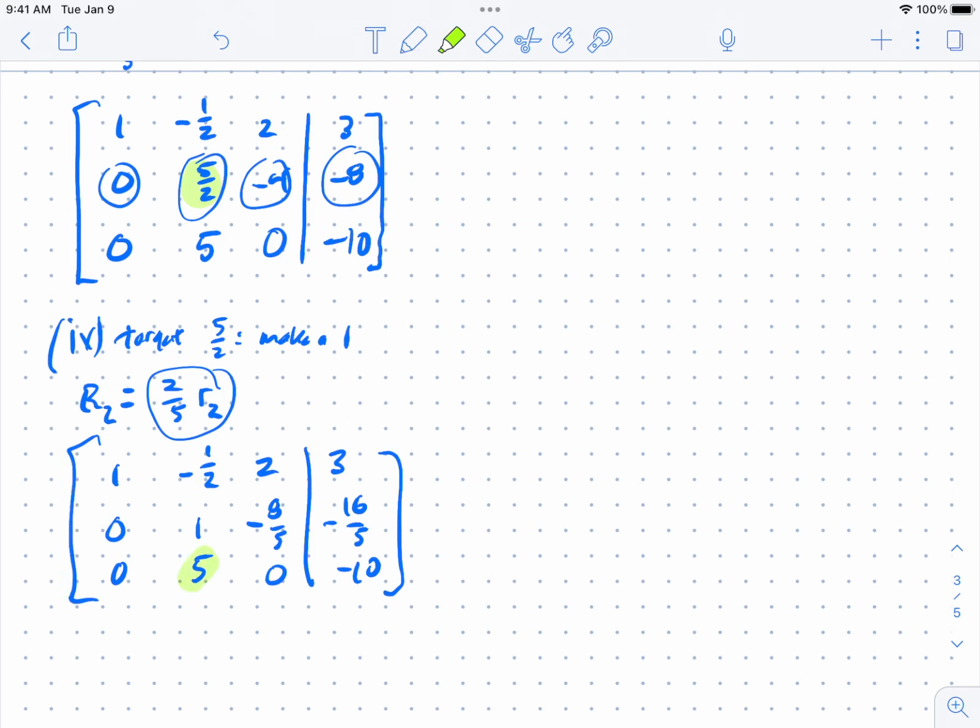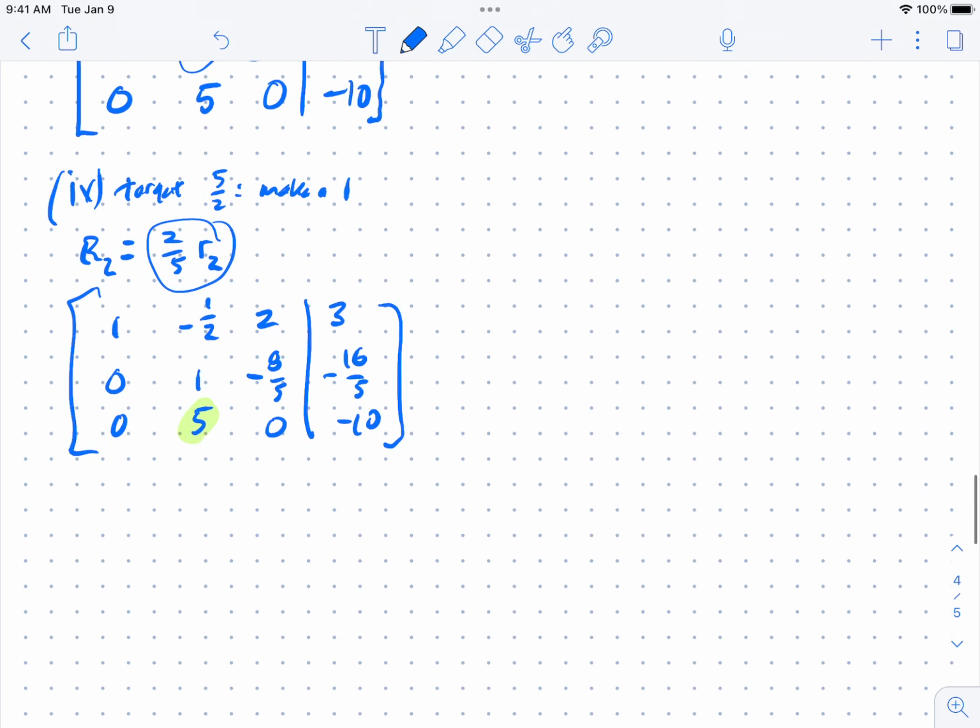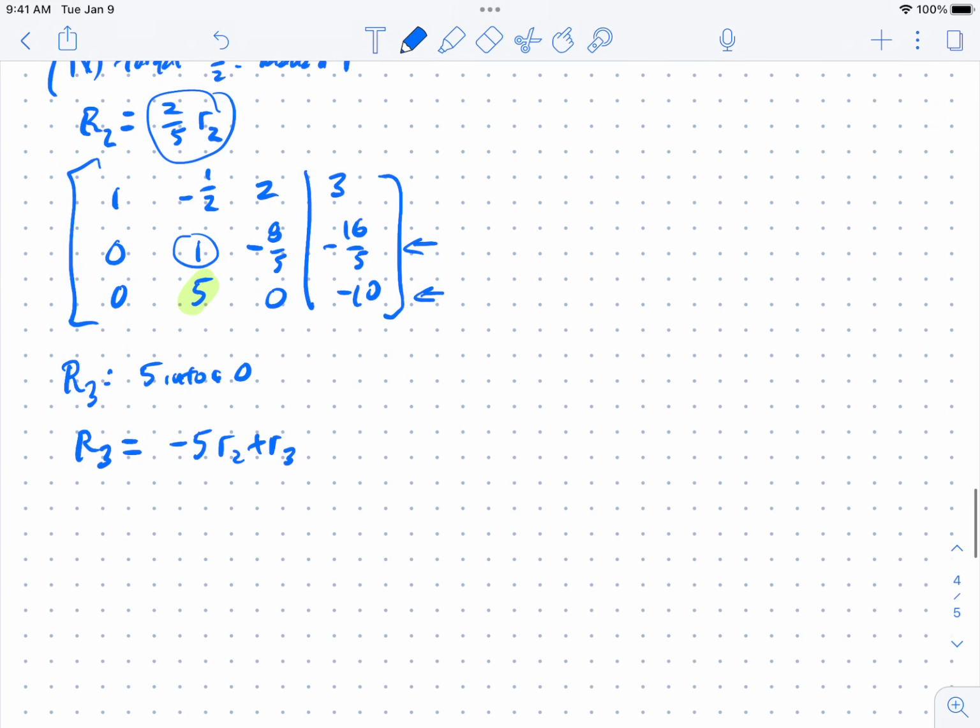Next. This wouldn't be a bad time for you to pause the video and try to do this next row operation yourself. Formulate what is the row operation we need to do, and then do it, and then make sure you match. So, what am I going to do? We want to change row 3. I'm going to make the 5 into a 0. So, row 3 equals. Now you do that by multiplying equations together. Now here's where the 1 is. That's helpful for you, right? So you take a negative 5 times row 2 and add row 3. That's what you want to do. What's this going to look like?